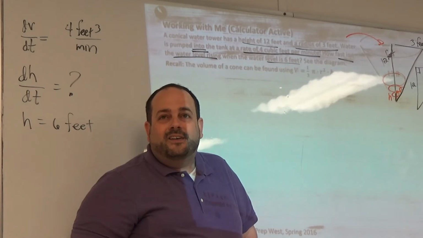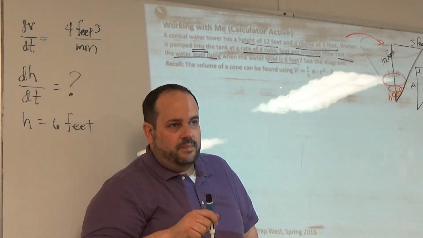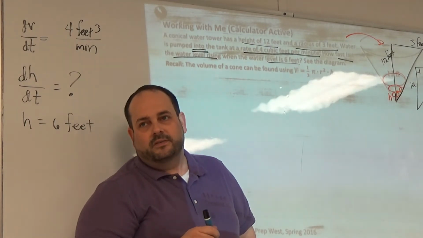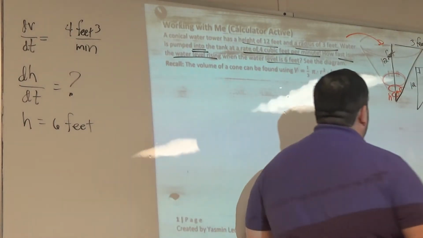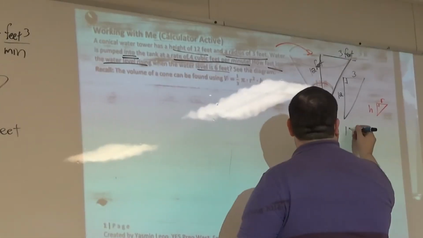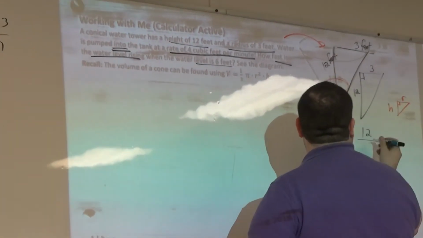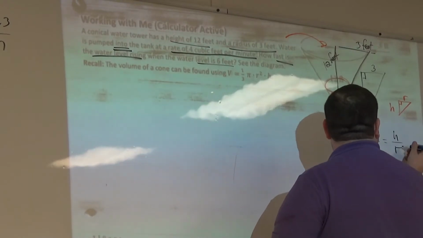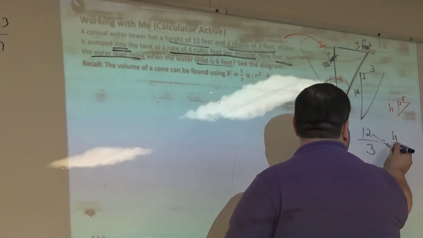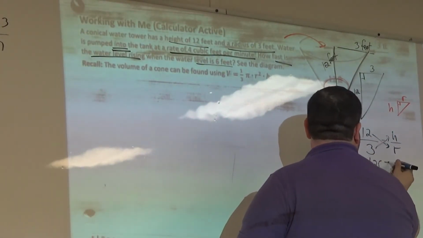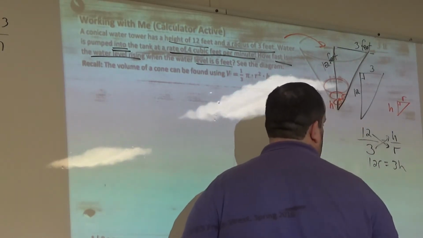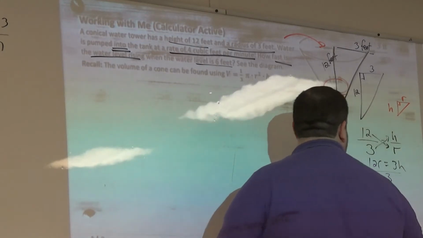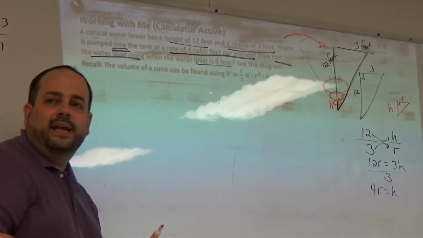So the key here is you've got similar figures. Because they're similar figures, your life gets really good really fast. What I can do is set up a proportion that says the ratio of 12 to 3 is equal to the ratio of the height to the radius. You can do a little cross multiplying to say that 12r is equal to 3h. If you want, divide by 3 to get 4r is equal to h.